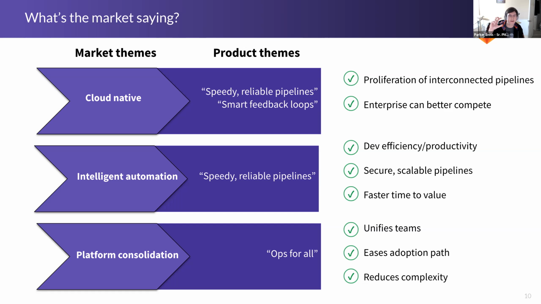Intelligent automation, I like to think of it as smart automation, or sometimes smart CI/CD. Obviously directly relates to being able to have speedy, reliable pipelines as well for that theme. And it also goes to our developer efficiency and productivity. So very directly linked with making sure that you can scale, you can deliver quickly and deliver high quality.